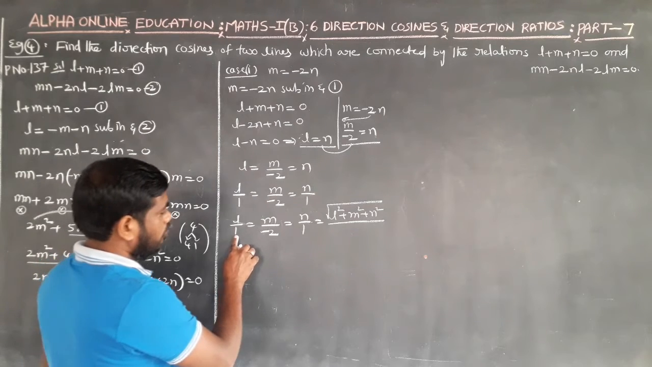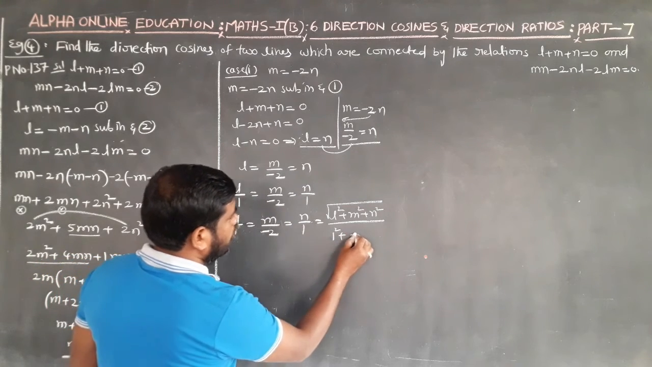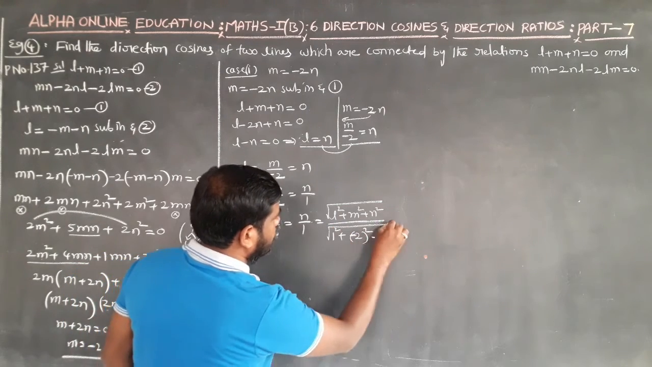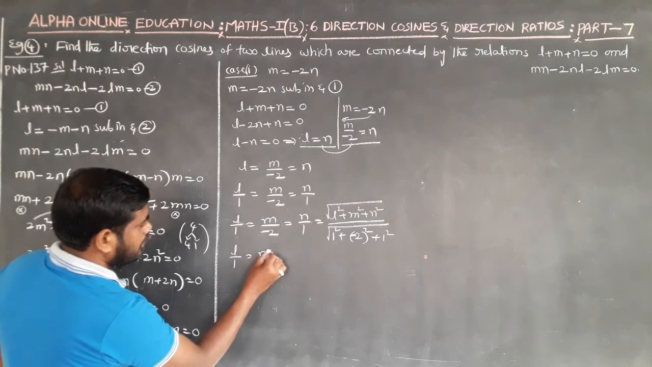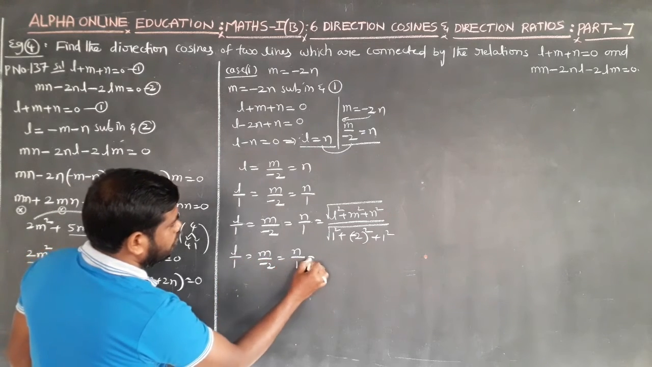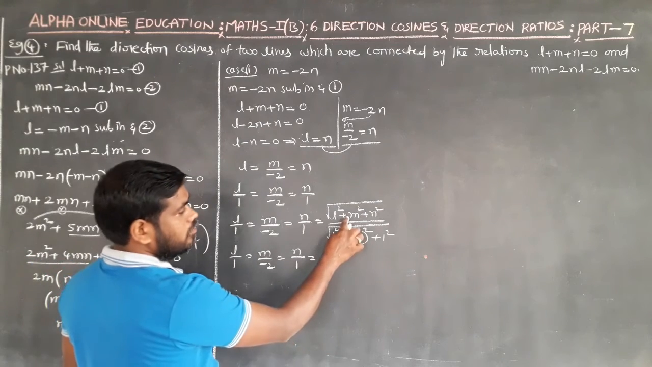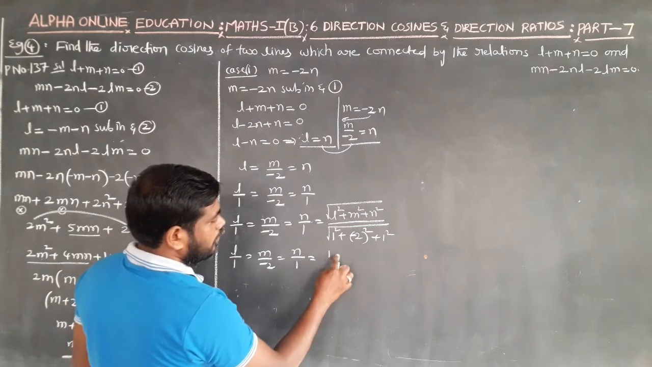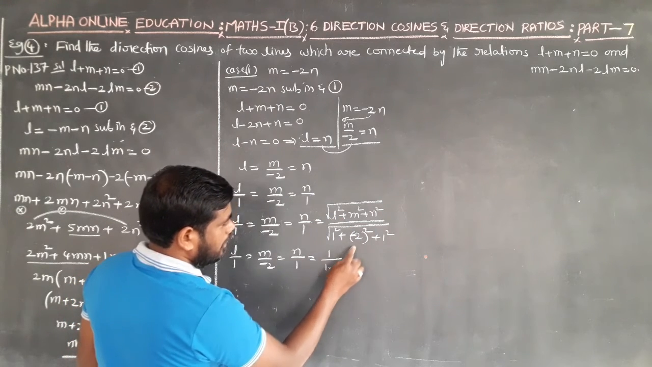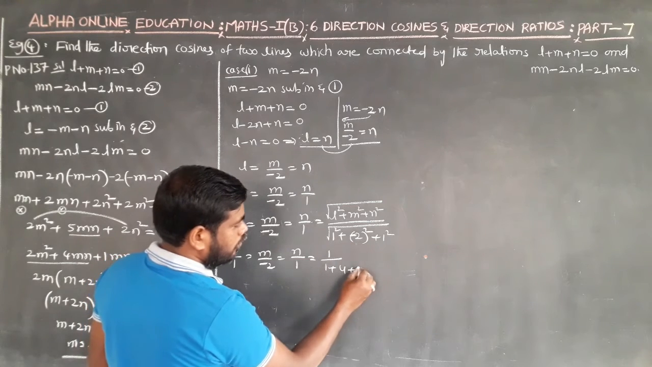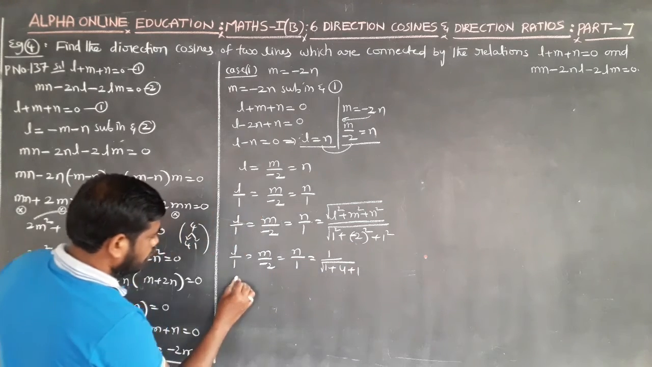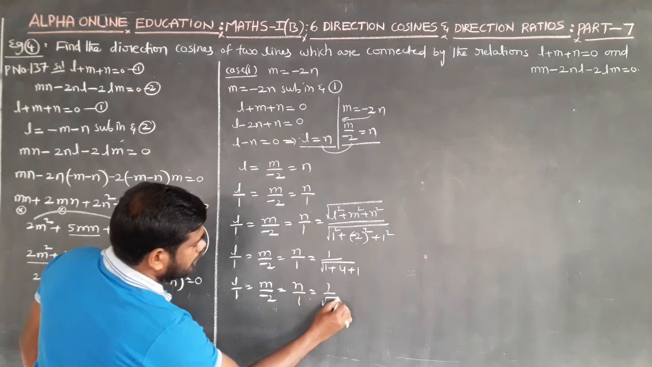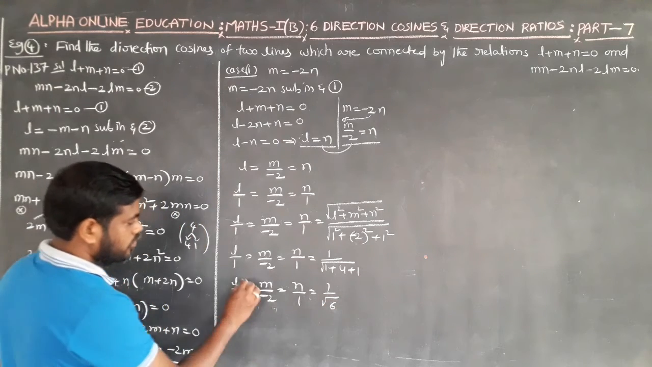L squared over 1 squared plus m squared over (minus 2) squared plus n squared over 1 squared. L by 1 is equal to m by minus 2 is equal to n by 1 is equal to the square root of the sum of the squares of the DCs, which is 1 by root of 1 plus (minus 2) whole squared, which is 4, plus 1. So L by 1 is equal to m by minus 2 is equal to n by 1 is equal to 1 by root 6.